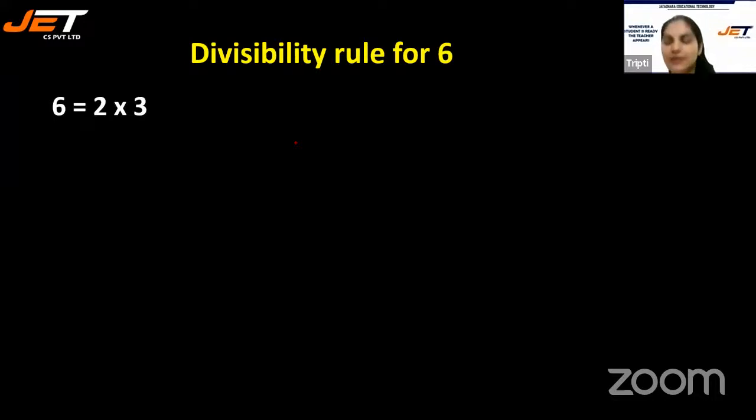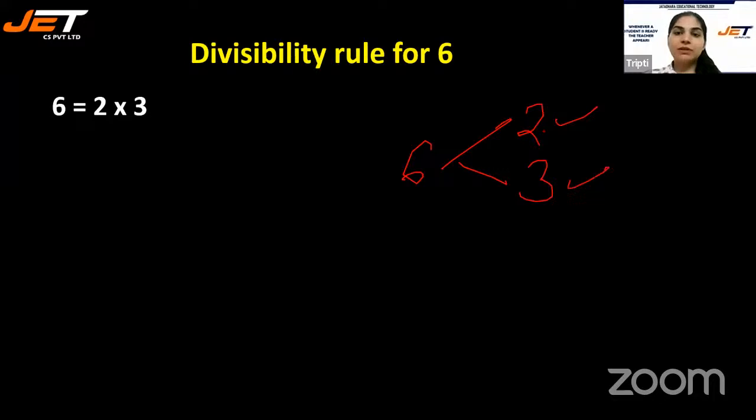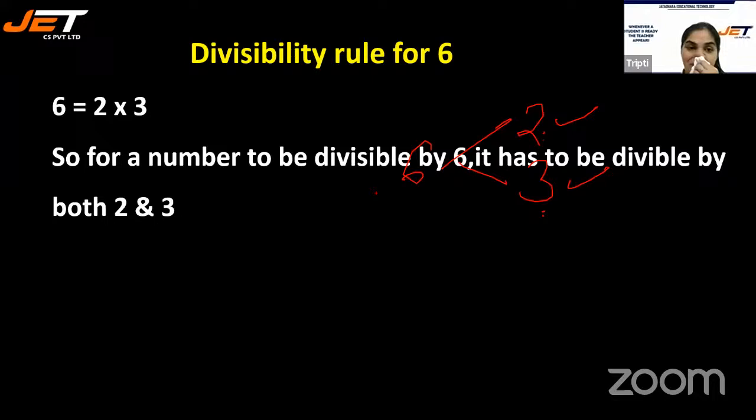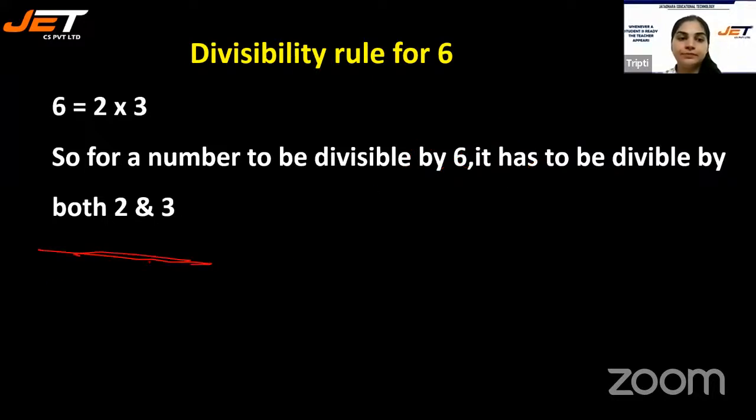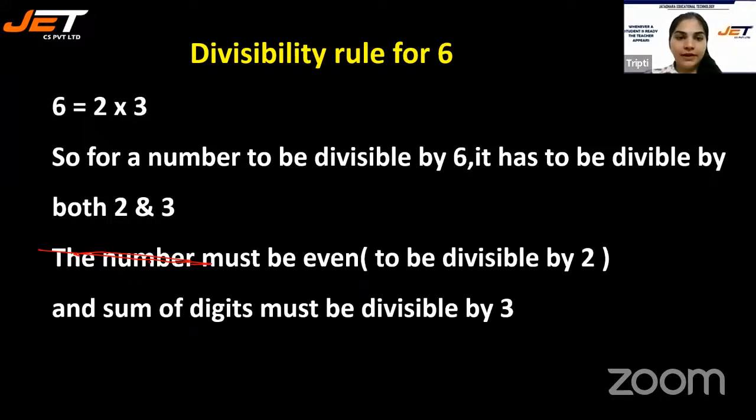The divisibility rule of 6 says, as you know, 6 is a multiple of 2 and 3, and the factors of 6 are 2 and 3. To check divisibility by 6, the number should be divisible by both 2 and 3. If it's divisible by 2 but not by 3, then it is not divisible by 6. If it's divisible by 3 but not by 2, then also it's not divisible by 6. But if it is divisible by both, then the entire number is divisible by 6. For 2, it's an even number, and for 3, the sum of the digits should be divisible by 3.